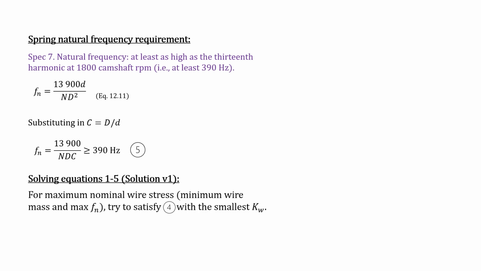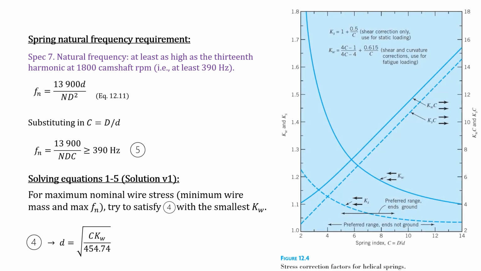Okay, so for a maximum nominal wire stress, meaning minimum wire mass and maximum natural frequency, we're going to try to satisfy equation 4 with the smallest kW possible. So this is equation 4, just as a reminder. So now we're going to look at this figure here for our kW.